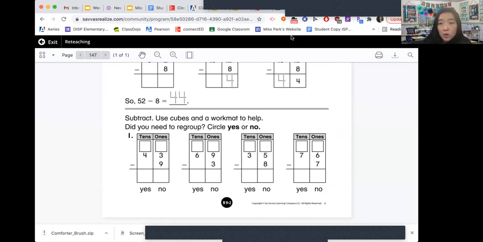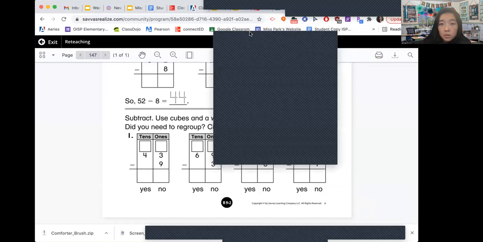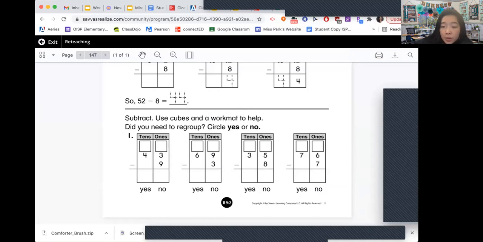I'm gonna get my chat open. Okay, I have my chat box open so you guys can type in the chat or you can unmute.